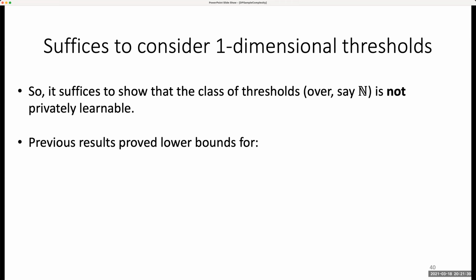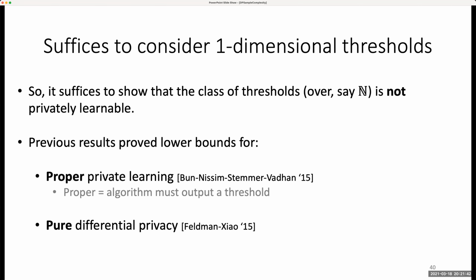And let me mention here that for this class of thresholds, it was known that proper private learning is impossible. This is a result of Mark Bun, Kobbi Nissim, Uri Stemmer, and Salil Vadhan. And also by the Vitaly and Chow characterization of pure privacy, we know that this class is also not learnable under pure privacy.